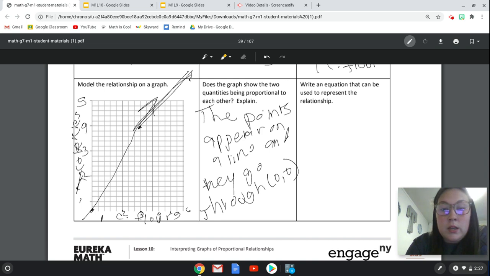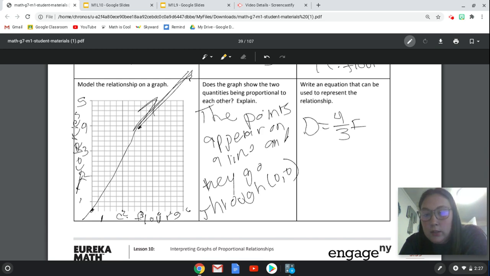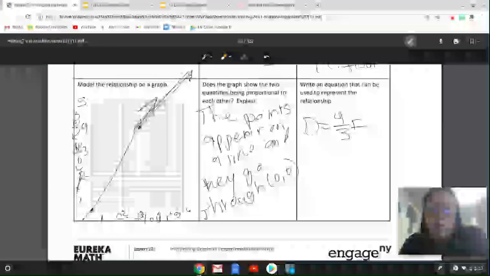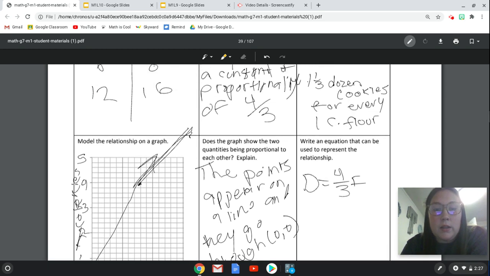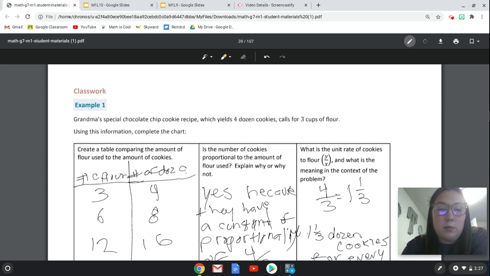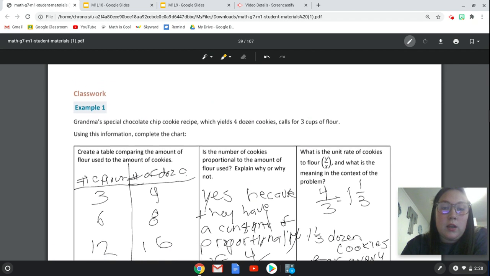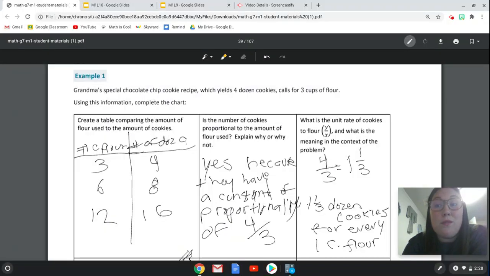So then we're going to go ahead and write an equation. So I'm going to go dozen of cookies equals 4 thirds, that constant we decided earlier, times cups of flour. So D is representing the dozen of cookies, F is for flour, and 4 thirds shows that for every cup of flour, you get 4 thirds of a dozen of cookies. So that is how you would fill that out based on just that simple phrase. And then I will be back to go over example 2 with you.